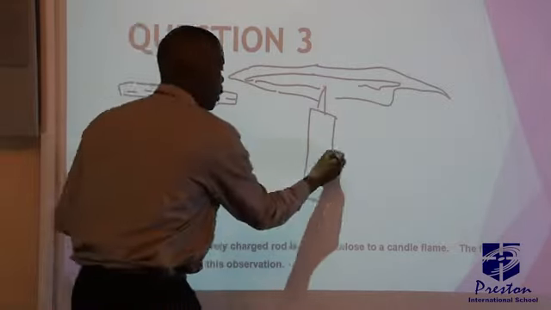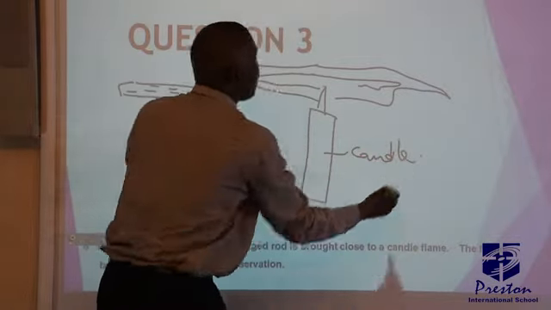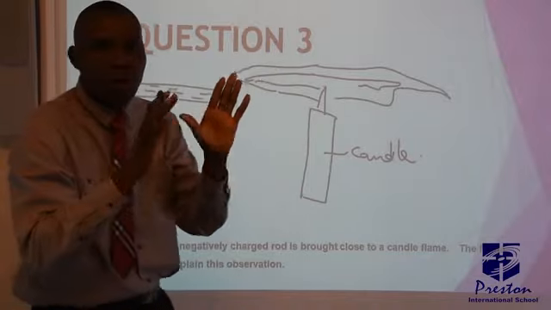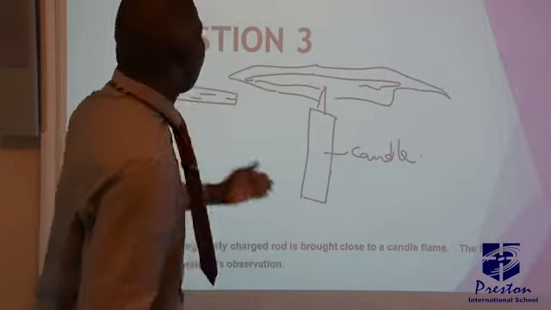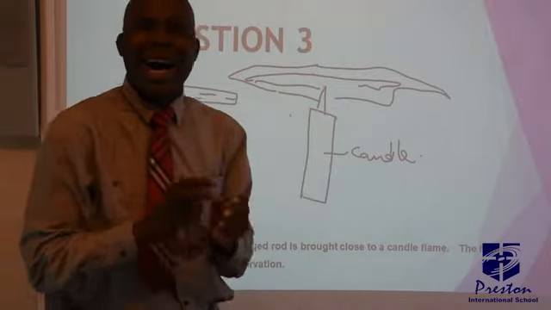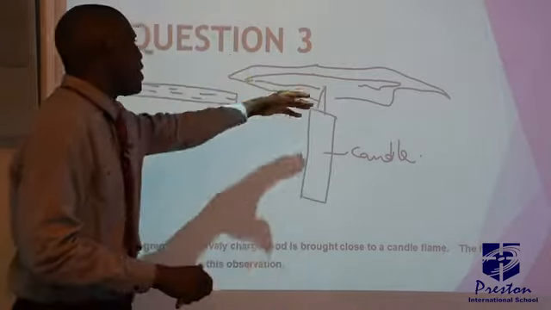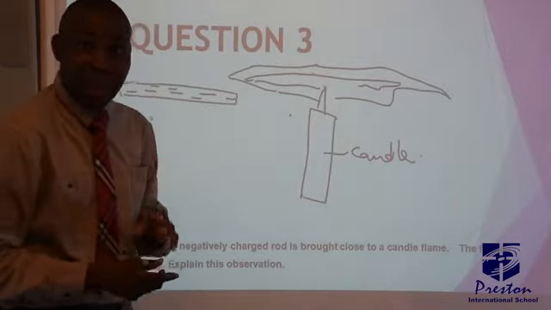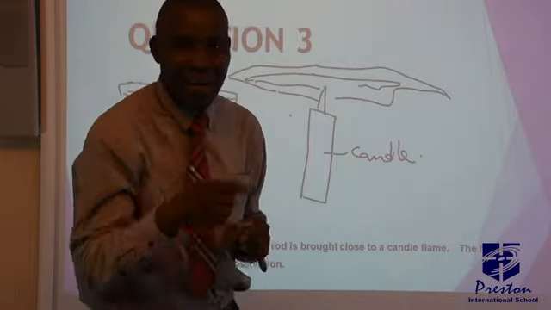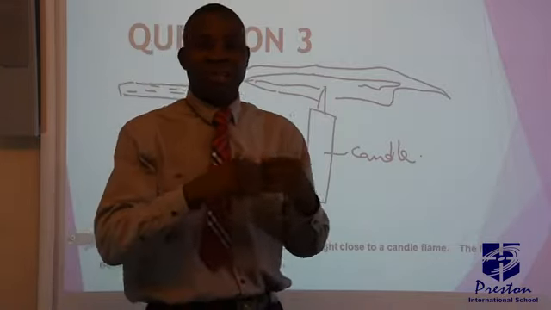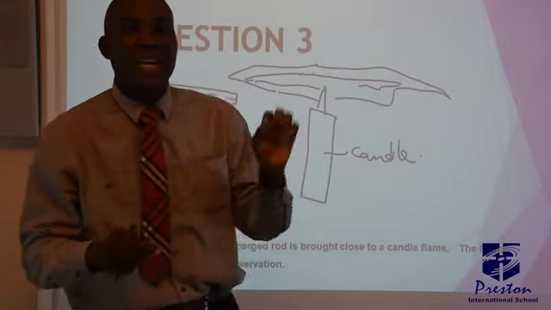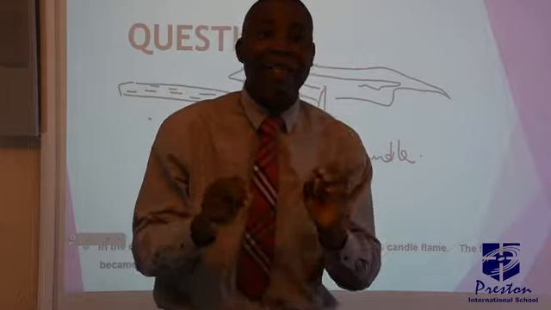When we have a candle flame, this is a candle, and this is the flame on that candle. Initially the flame will burn normally. When we bring a negatively charged rod close to it, we find that it becomes hazy. They are asking a question: why is it hazy? It is like this: when the candle flame burns, it will ionize the air around it. Ionization means the atoms there release electrons. So what we have is negative electrons and positively charged ions.